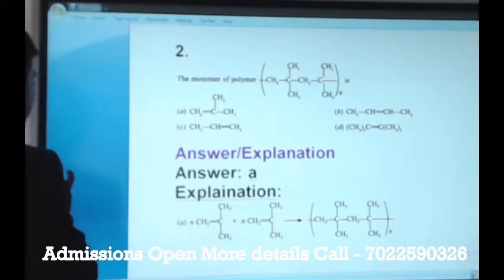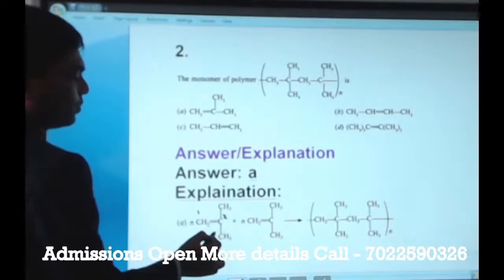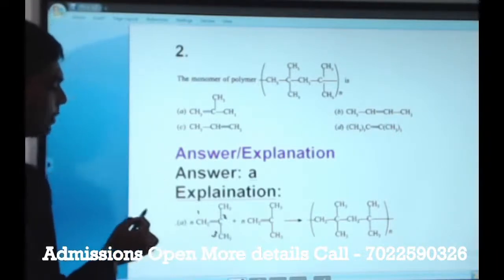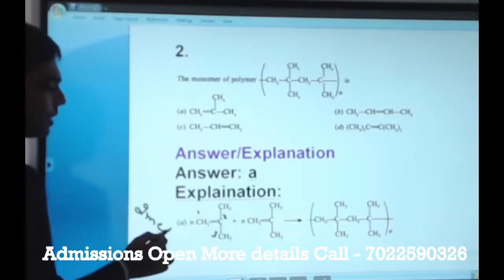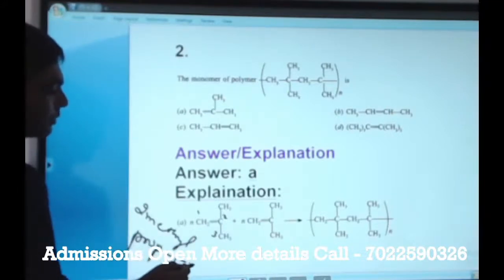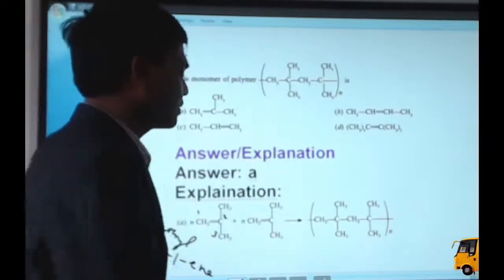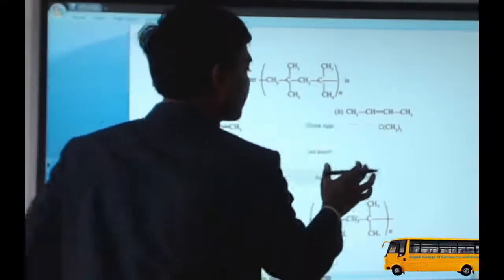And what is the name of this compound? Let's see. 1, 2, 3. The compound is 2-methylprop-1-ene. Okay, when you take this and do the polymerization, you get the polymer. Next question.